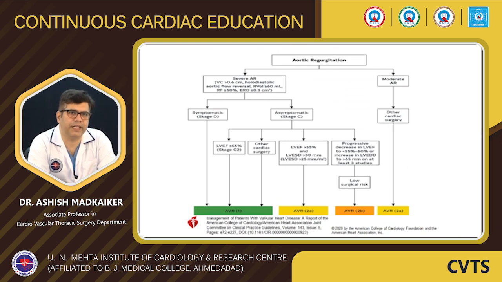Similarly, if we see aortic regurgitation, all symptomatic patients of stage D are a class 1 indication for AVR, and those patients who undergo other cardiac surgery in presence of stage C AR, as well as those patients who have LVEF less than 55%, become a class 1 indication for AVR.